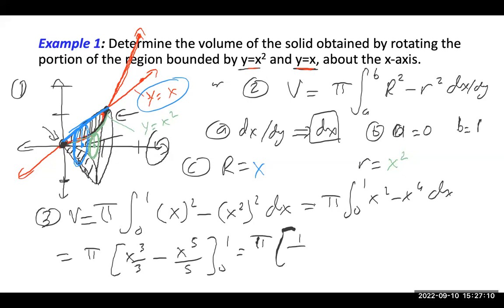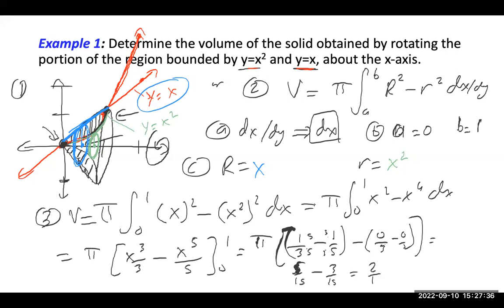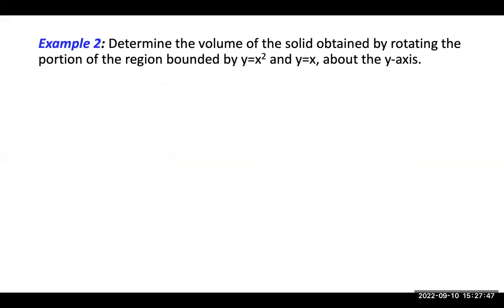Plugging in the 1 gives me 1/3 minus 1/5. Plugging in the 0 will just give me 0 in both cases. So I am really taking 1/3 minus 1/5. I'm going to get the common denominator, multiply here by 5 and 5, multiply here by 3 and 3. So I get 5 over 15 minus 3 over 15, which gives me 2 over 15. So 2 pi over 15, that is my volume. All right, let's try another one.